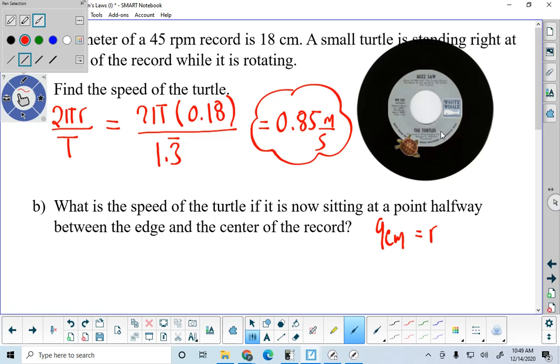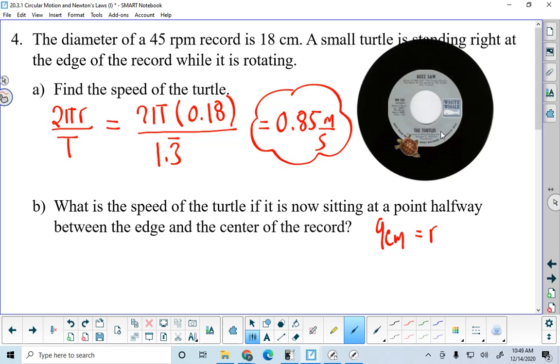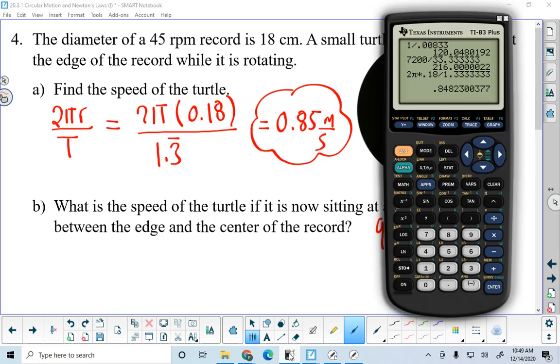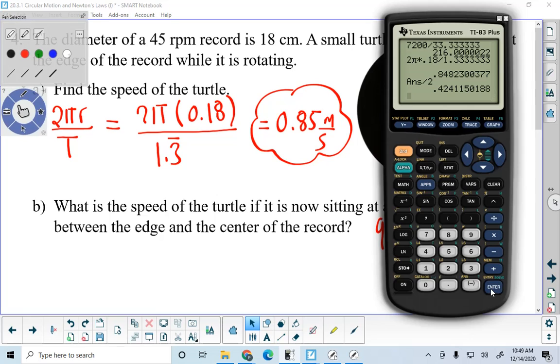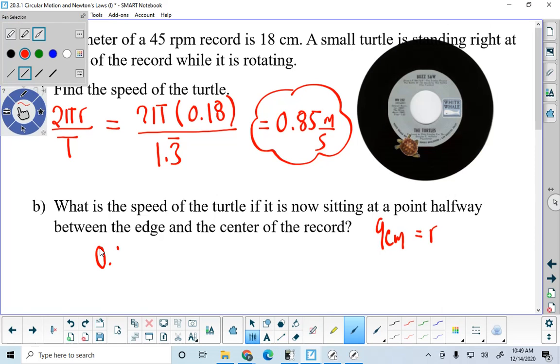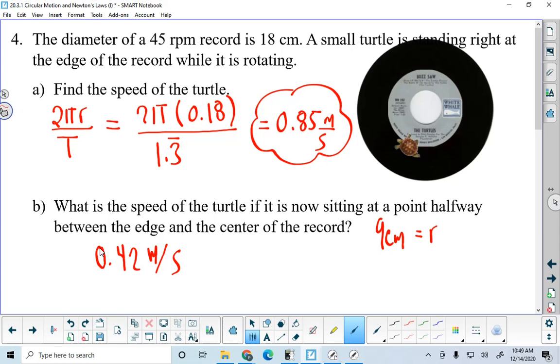I would like you to calculate the speed now. So it's going to be 2 times pi times 9 divided by 1.3 repeating. And let me know if you get 0.42 meters per second. You do? Oh man, really? So I'm going to change the question here. What a drag. I'm going to change the question to radius. I should have read that better.